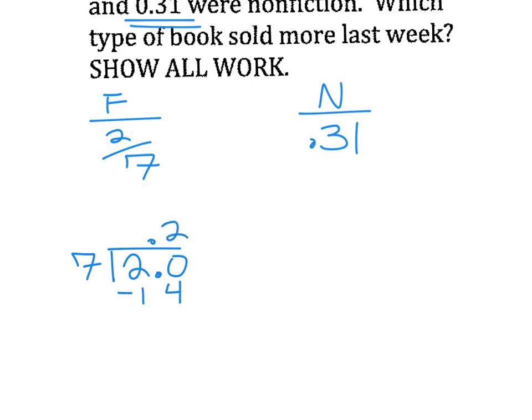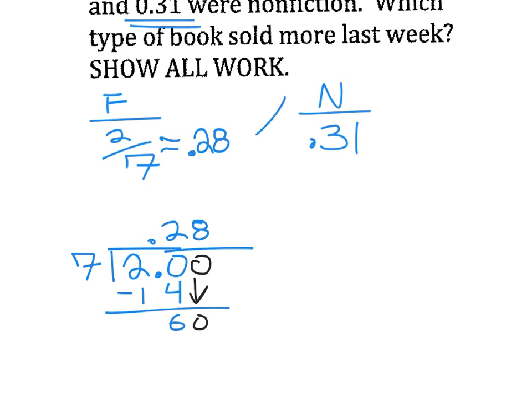7 times 2 is 14, and 20 minus 14 is 6. 7 can't go into 6, so I'll add a 0, bring it down. And I know that 7 can go into 68 times because 7 times 8 is 56. I could keep going with this, but I can stop here because I know that 2/7 is just about equal to 0.28. It doesn't have to be exact because we're just trying to compare two things.